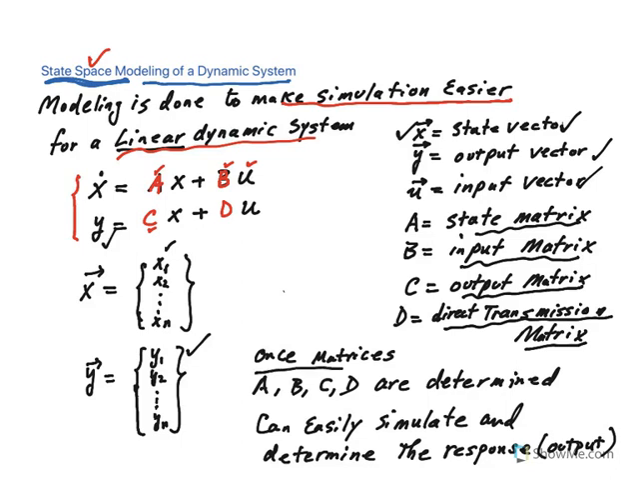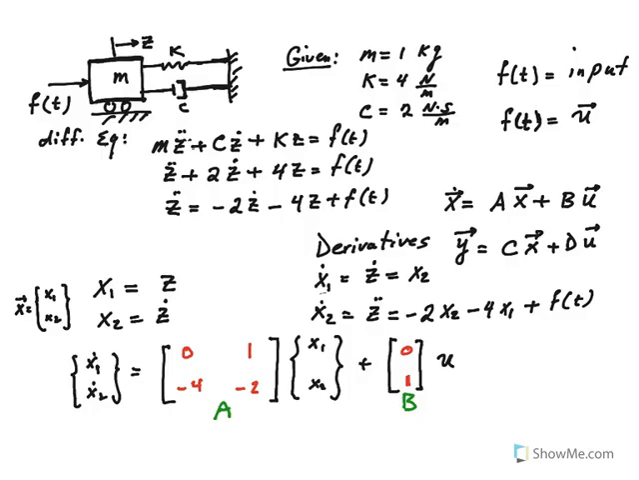So the idea is once the matrices A, B, C, and D are determined, then we would just take those and put them in, for example, Matlab. Then we can easily simulate and determine the response. Response is what? Output. So we get the output of the system. Now, of course, what I'm talking about right now probably doesn't make sense at all to you, but you have to see it within the context of a problem. So let's move to the next page, and I'll show you what I mean by these.